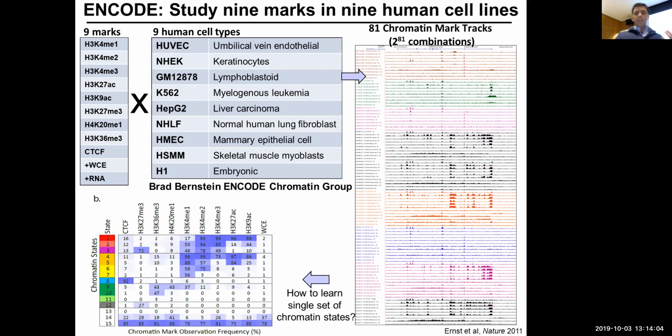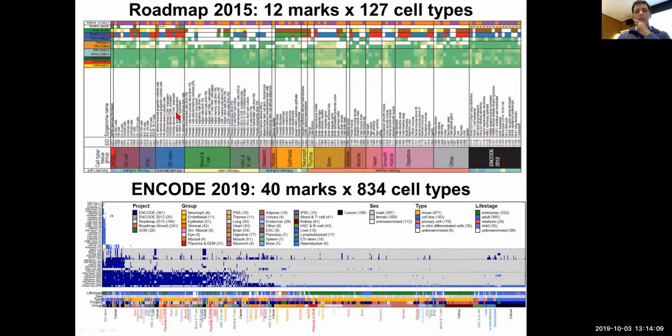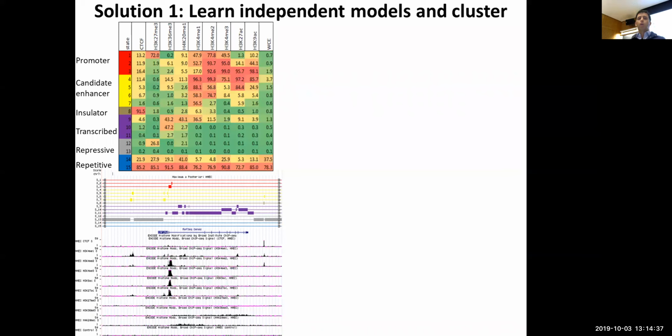This problem is important when you have 9 by 9, but increasingly we have bigger and bigger of these matrices. For a paper that we're submitting in the next couple of days, we have 40 different chromatin marks across 834 different cell types. So the problem is much, much larger than before. We're talking about 16,000 different individual tracks that we're trying to learn jointly. What are the different ways that we could do that?